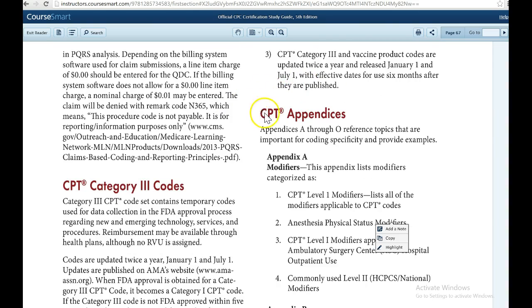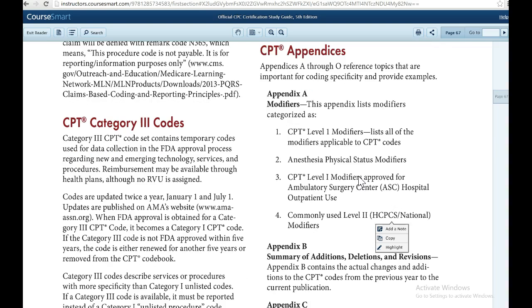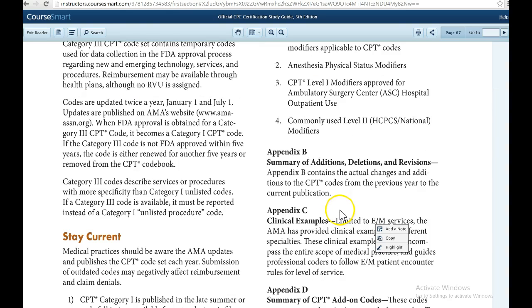CPT appendices. Now, make sure you know where your appendices are found in CPT. A main one, the very, very most important one I think of for us is Appendix A, because Appendix A is where all of our modifiers are found, and it gives a description. Appendix A Level 1 modifiers lists all the modifiers applicable to CPT codes. They give you also anesthesia physical status modifiers, CPT Level 1 modifiers approved by ambulatory surgery centers, and commonly used Level 2 HCPCS national modifiers, okay? Remember, those things are in Appendix A.